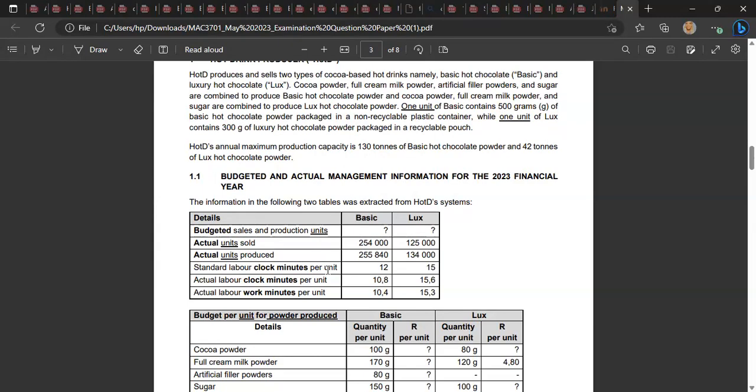Before you ask me the question, I'm going to answer it. Standard labor clock hours is the budgeted labor clock hours here. Standard is the same as budgeted, so we are making use of that. Standard labor clock minutes per unit: in order for us to manufacture 1 unit, we need 12 minutes for basic, and 1 unit of lax needs 15. So the big question now is, how many hours does it take for us to manufacture the units that we were budgeted for? That's what we want. How do we go about that? An hour is 60 minutes. So 12 over 60 times the number of units that we are budgeting for basic, and 15 over 60 times the number of units that we are planning for lax.